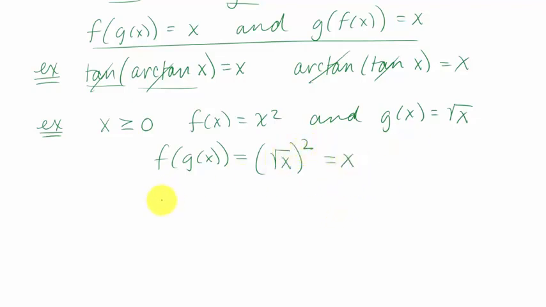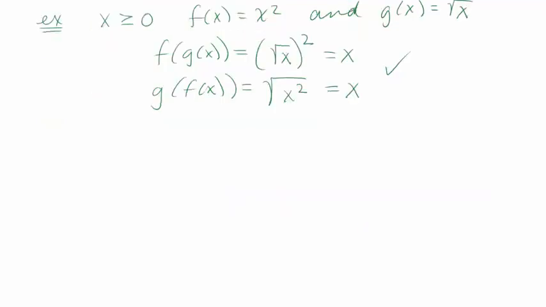But remember, we also have to test g of f of x, and we have to make sure that that also comes out x. So now we're going to take the square root of f, which is x squared, and it comes out okay. So there's just a quick review of inverses and what that means. So what we're going to see now is how the derivative of an inverse function is related to the original function.